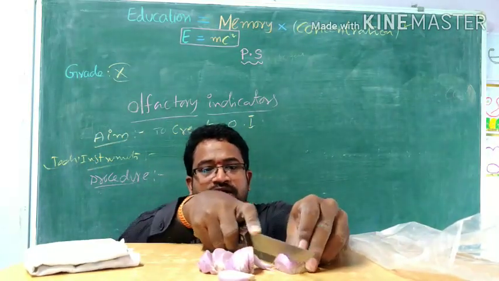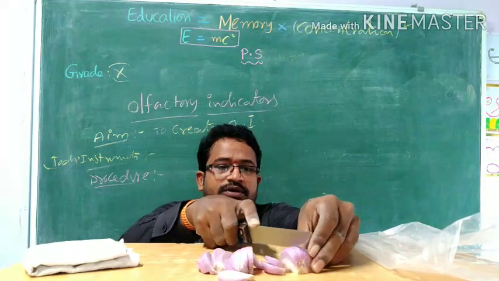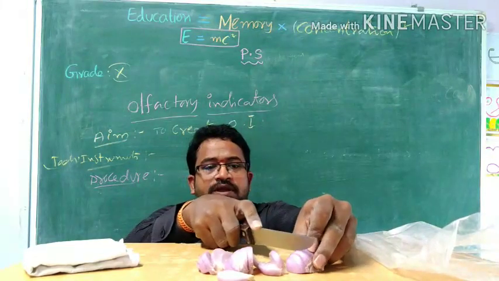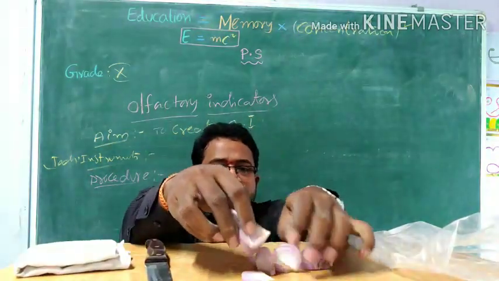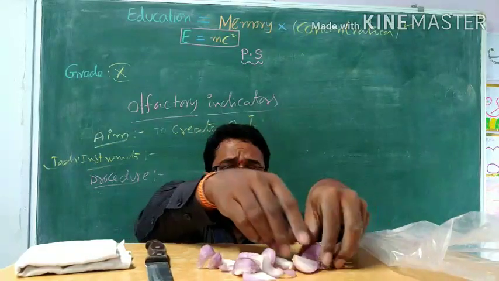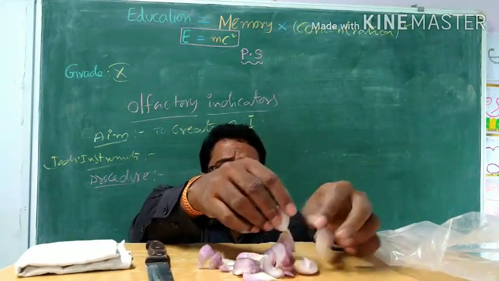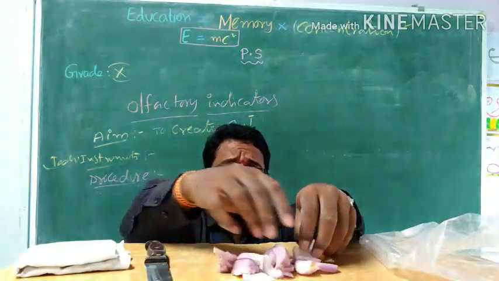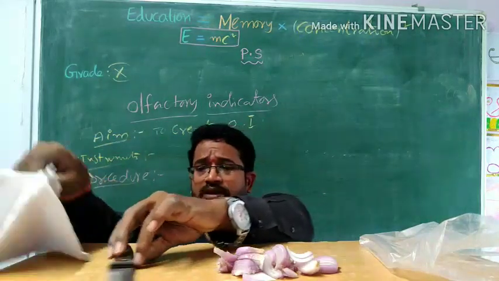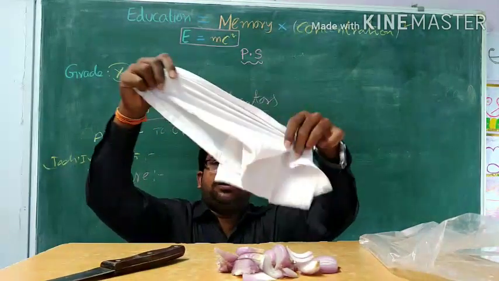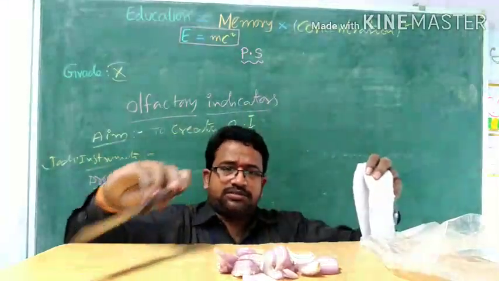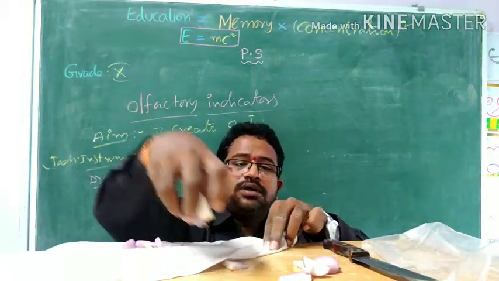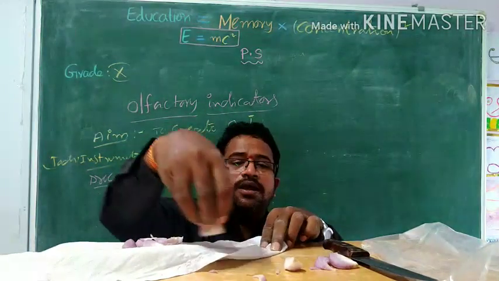Now the onion has been chopped into small pieces. After cutting, these are the small onion pieces. Just see its smell. You know the onion smell. Now the finely chopped onion pieces are taken in a clean cloth. In a clean cloth, I am going to take all these onions.